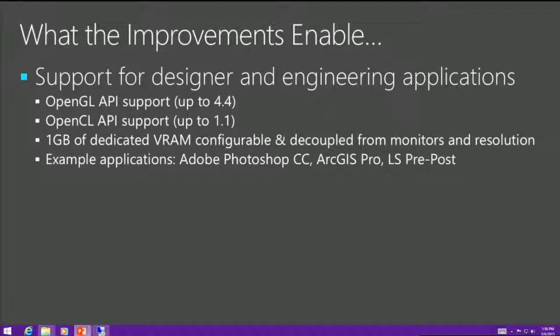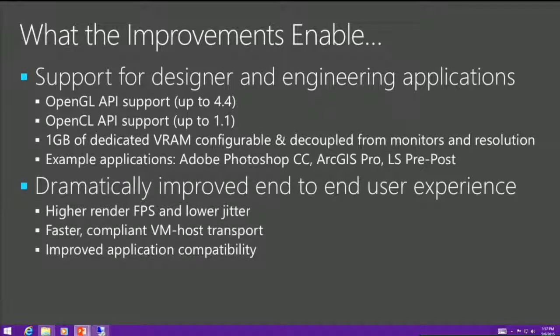OpenGL API support, most applications are really congregated around OpenCL 1.1, and that's where we've essentially capped support for now. 1.2 is the current shipping API level. As I mentioned, you get 1 gigabyte dedicated VRAM. It's decoupled from resolutions and amount of system memory that you've allocated that VM or the number of monitors that you have. Some applications that we test with are Photoshop, Esri's ArcGIS Pro, and LS Prepost, if you're familiar with those. We also have a dynamically improved end-to-end experience.